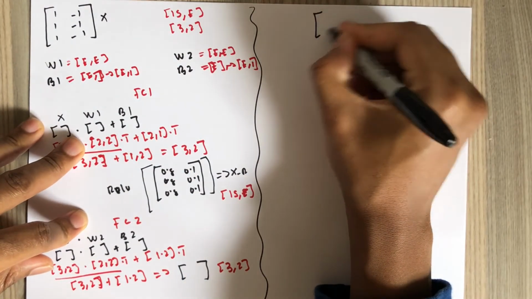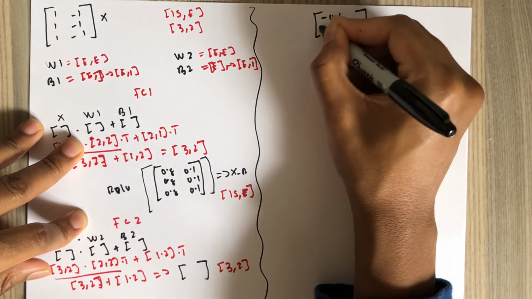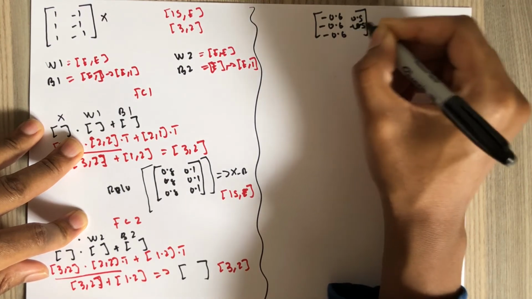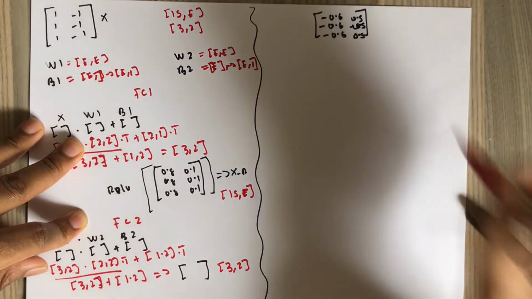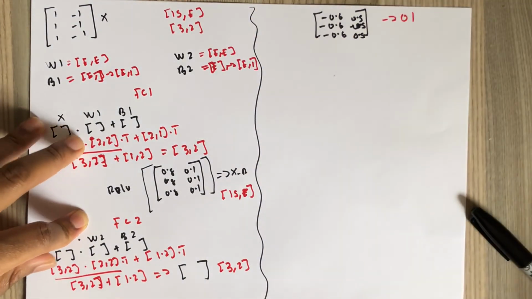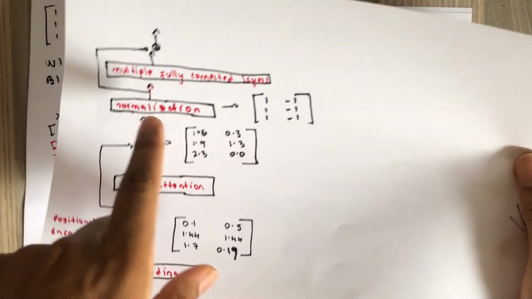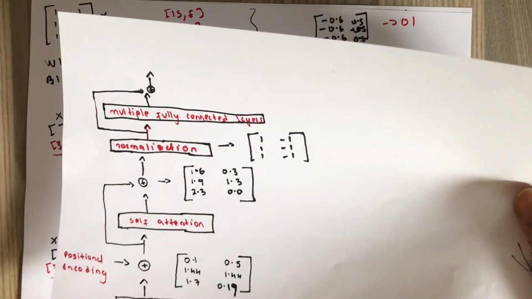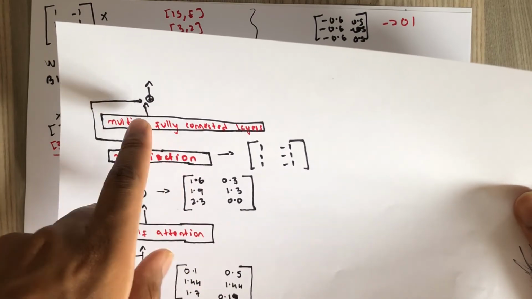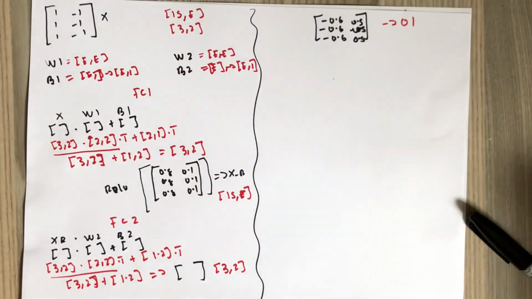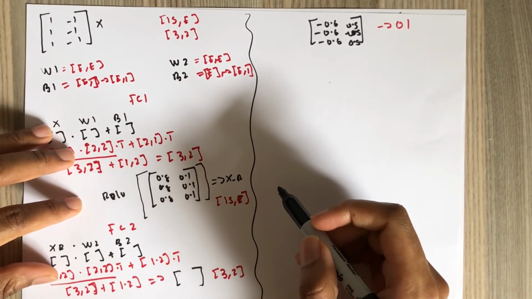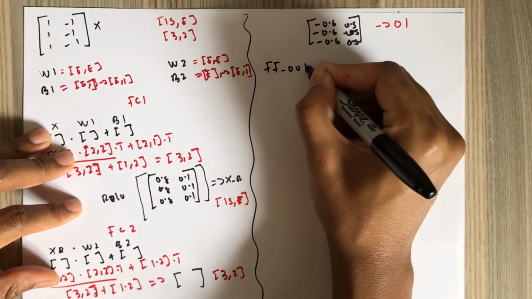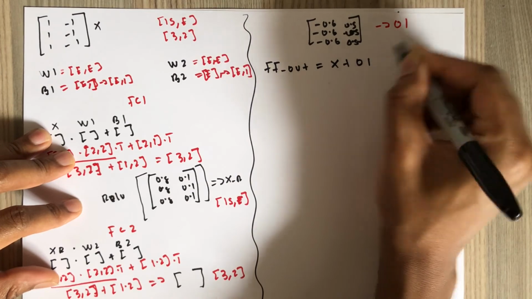And I did calculate this tensor. This tensor is this: 0.5, 0.5, 0.5, and let's call this output 1. So remember, the data that goes into the multiple fully connected layers will be added with the output. So the final fully connected layer output, let me call it FF out, is going to be X plus output 1.